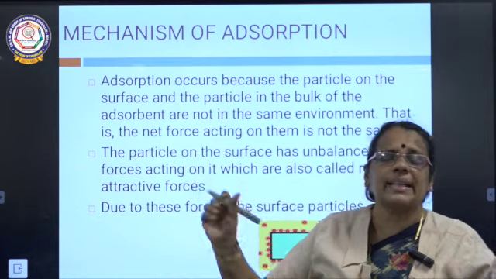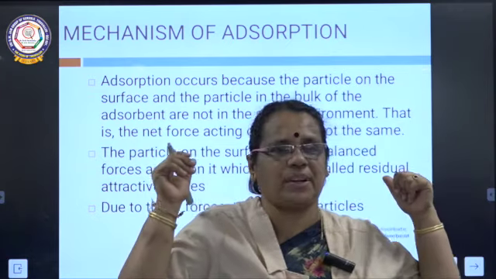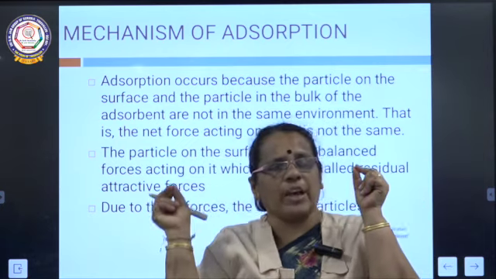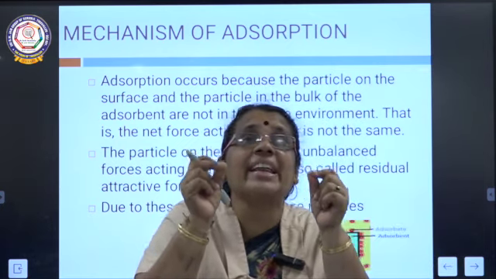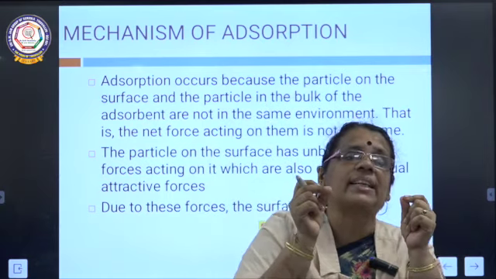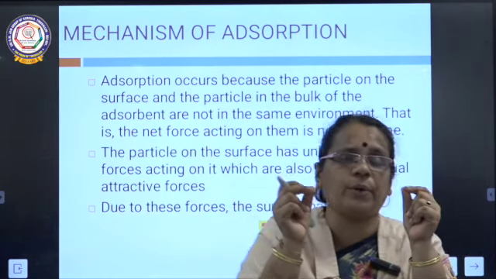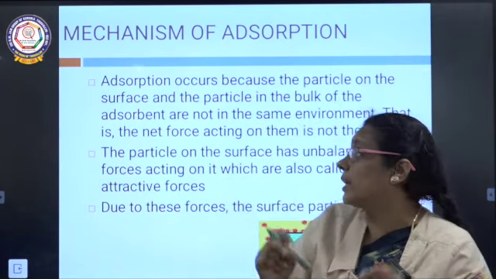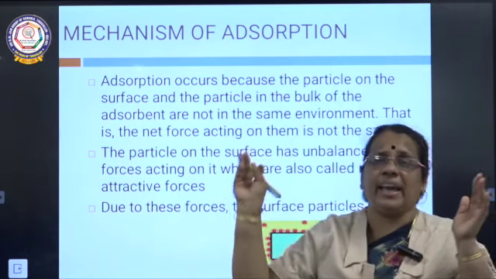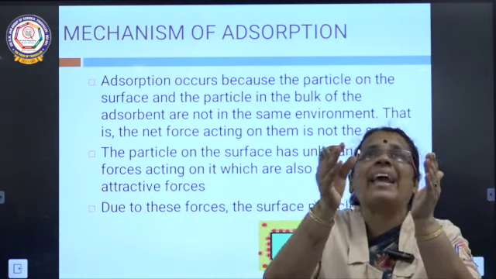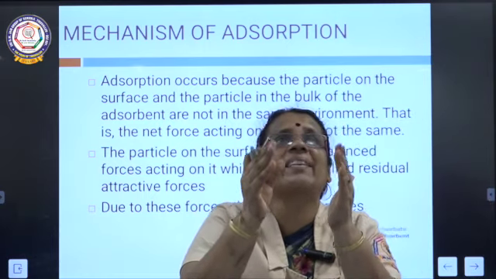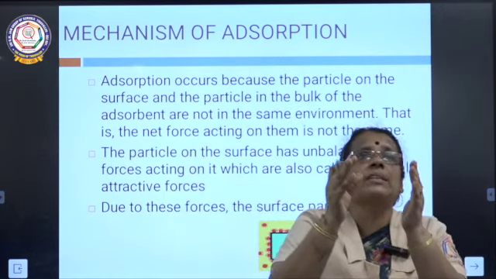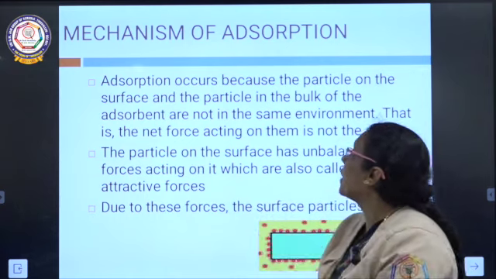So, here this is nothing but the mechanism of adsorption. We should know how adsorption is taking place. So, we are going to see the various factors that influence the rate of adsorption. We are going to see the two important factors that affect the rate of adsorption. The first one is in the form of mechanism of adsorption, how adsorption is taking place. So, this slide completely talks about the mechanism of adsorption.